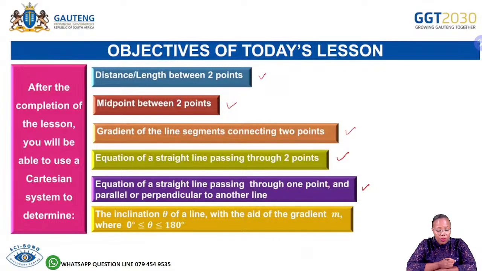Lastly, you must be able to determine the inclination theta of a line with the aid of the gradient, where theta lies between 0 degrees and 180 degrees. That means, grade 12, this inclination angle will lie only between 2 quadrants, which is quadrant 1 and 2, as is being indicated that it must be between 0 degrees and 180 degrees.